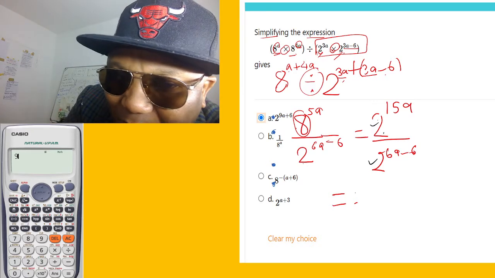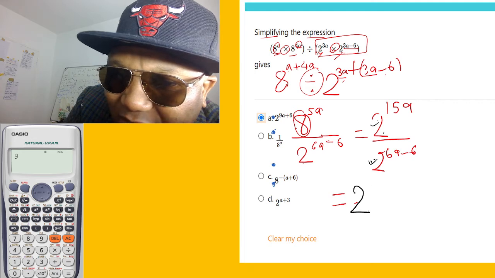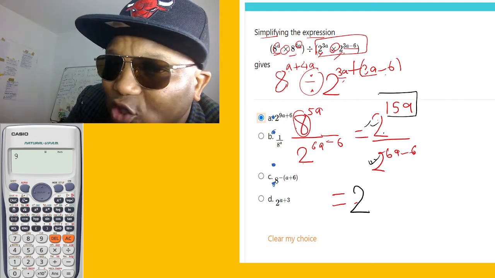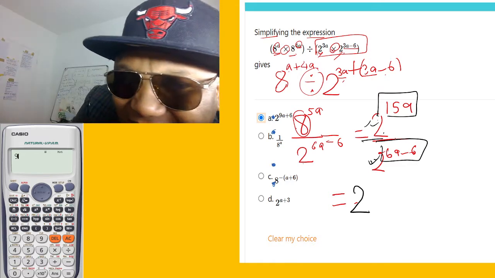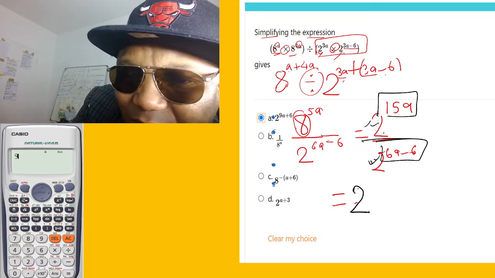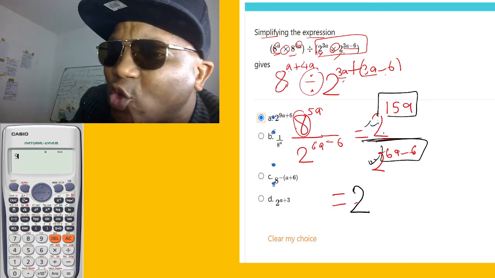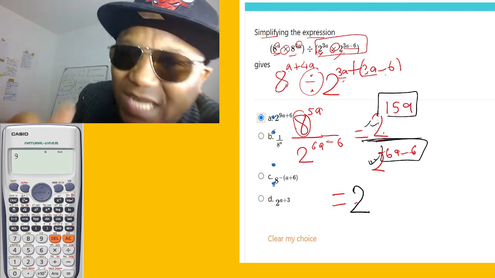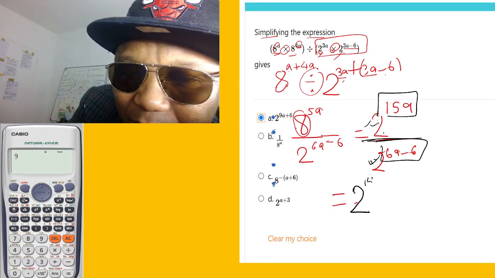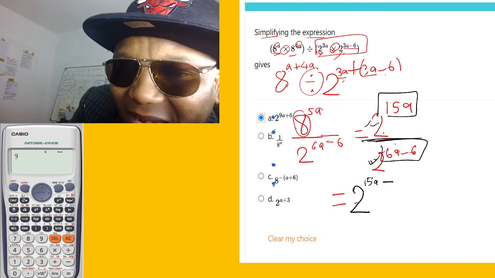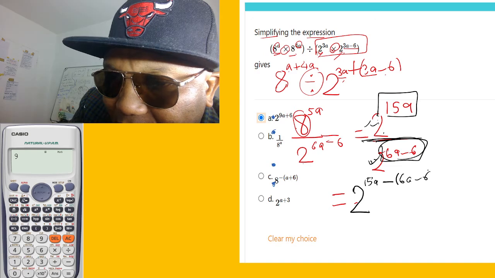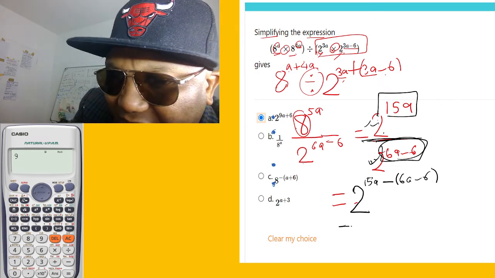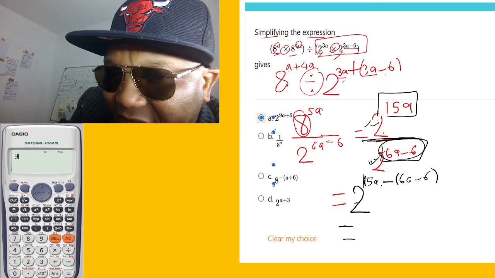Since the bases are the same, I'm only going to write one base, the 2, and then I'll take the top power minus the bottom power. Because it's division, we do not add the powers. We take the top power, which is 15a, minus the bottom power, written in a bracket always. So this is 15a.